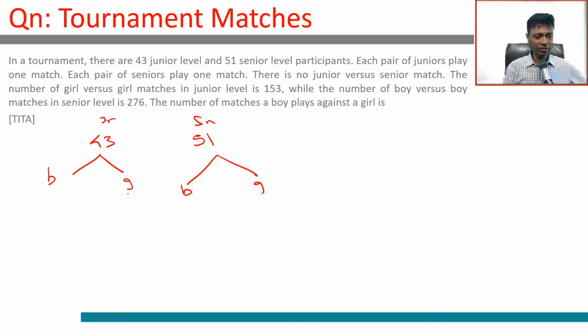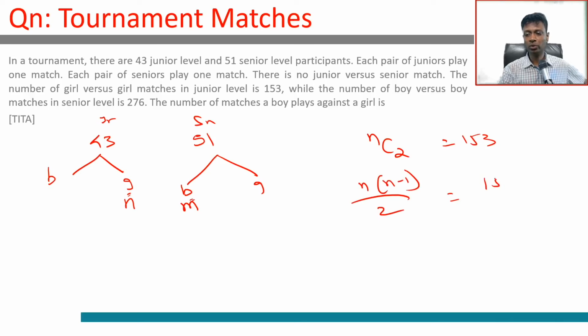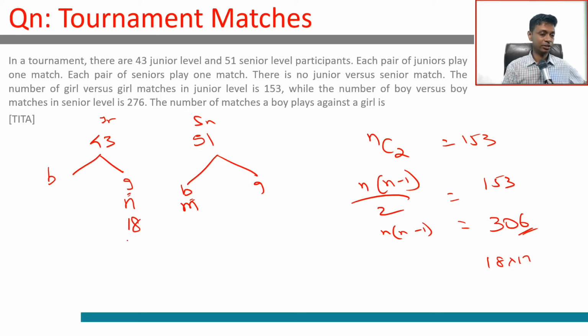Wonderful. Let's say n girls here, m boys here. This question is very doable. Girl versus girl matches is 153. N girls, number of matches will be NC2. NC2 is 153. N into N minus 1 by 2 is 153. N into N minus 1 is 306. Don't factorize this and do something with a quadratic equation. Product of two consecutive numbers is 306. 306 is a multiple of 9. So we have an 18 into a 17, that should work. It does. So there are 18 girls in this. 43 minus 18 is 25 boys.